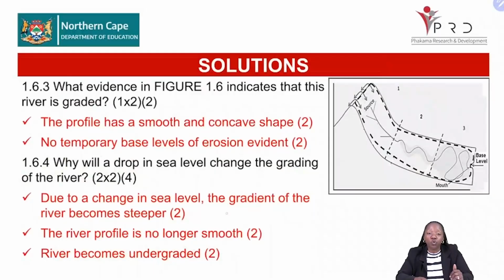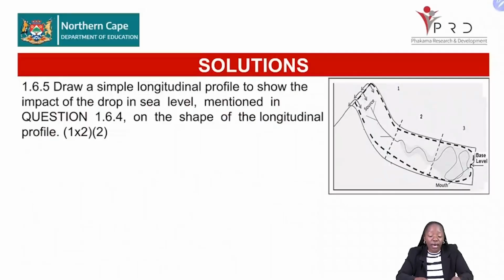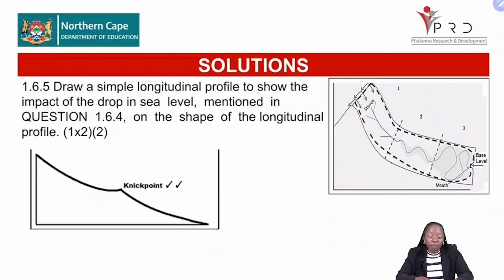So 2 times 2. Then you were asked to draw a simple longitudinal profile to show the impact of the drop in sea level. Remember, once there is a drop in the sea level, it means the area will now be steeper. So as the area is now steeper, it will create knick points. So it's no longer smooth, it's no longer graded. Now it has become ungraded. So it's 2 marks just to draw with the knick point, and then you label that knick point.